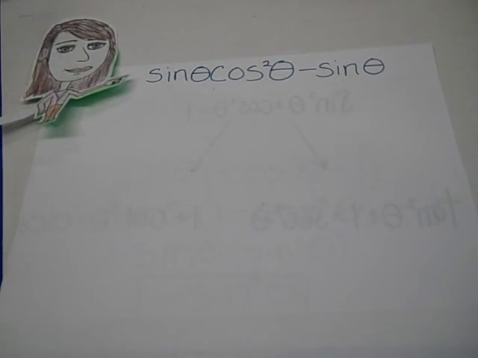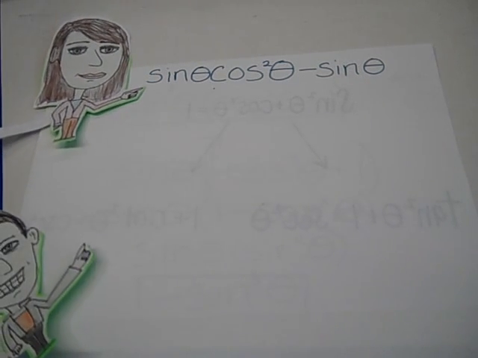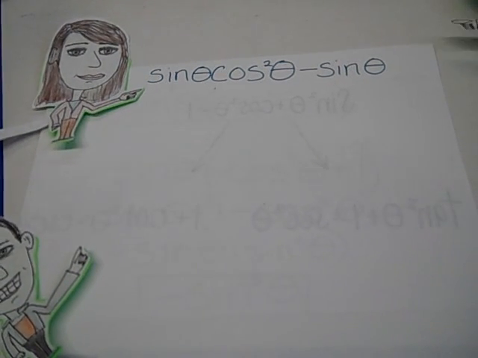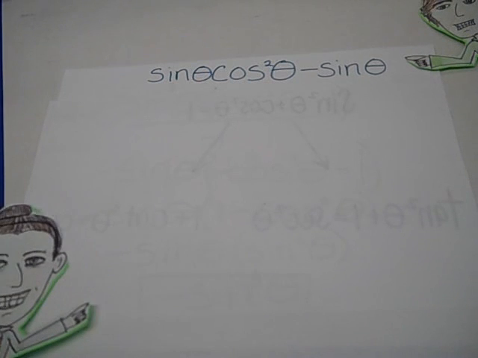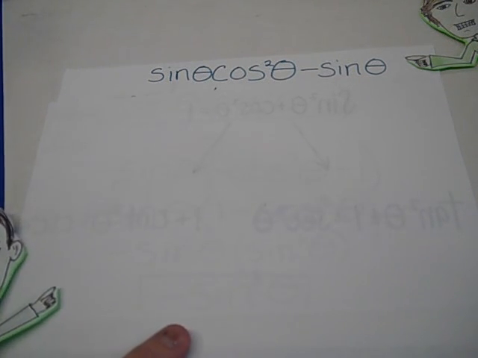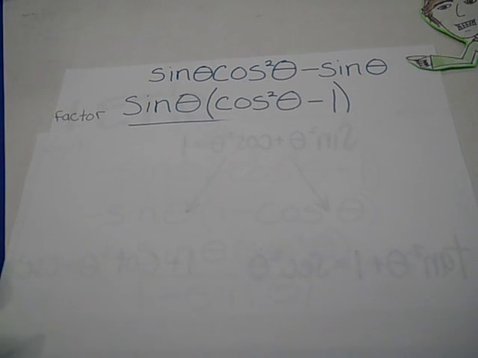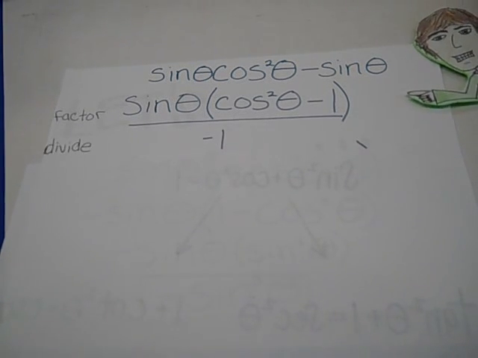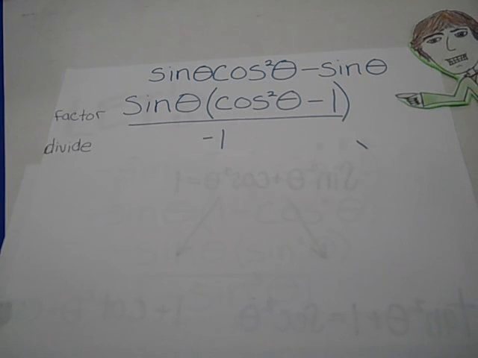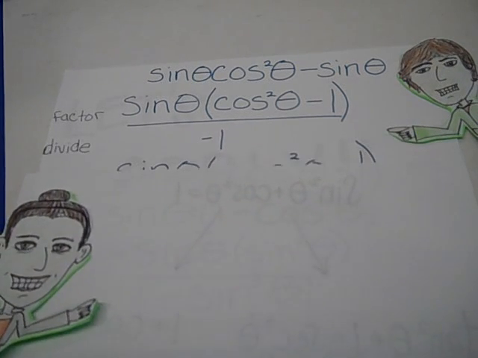Let's start with the problem. How about sine theta cosine squared theta minus sine theta? Simplify it. Okay, well, what do I do first? So first, you start by factoring out sine theta and dividing by negative 1, giving sine theta times quantity cosine squared theta minus 1 over negative 1.